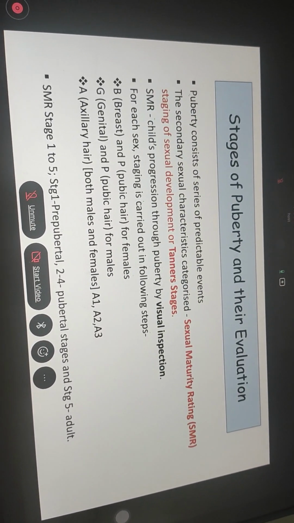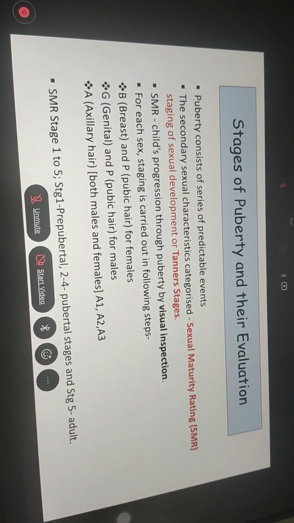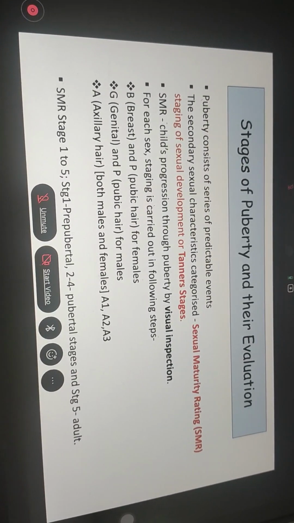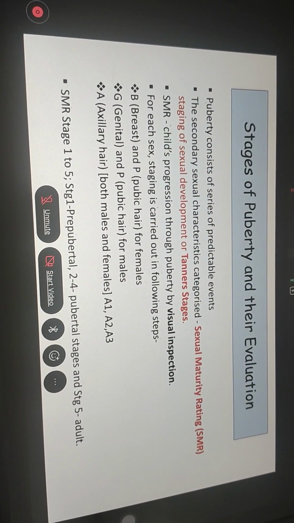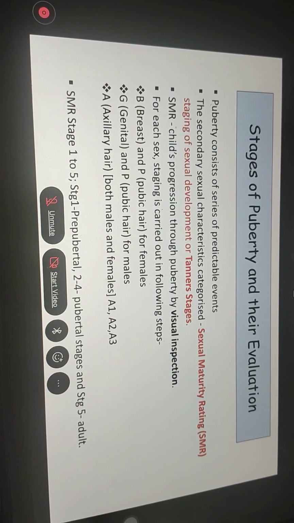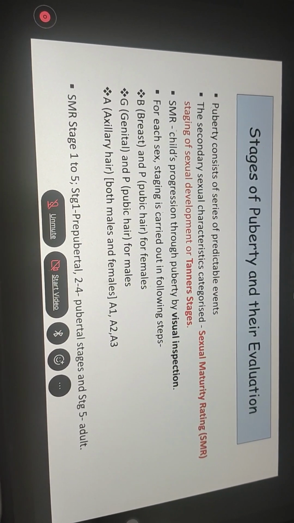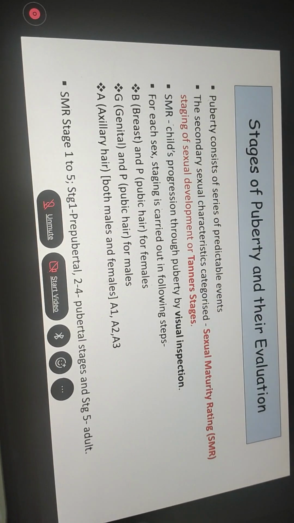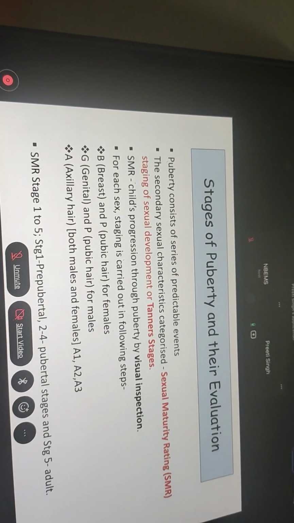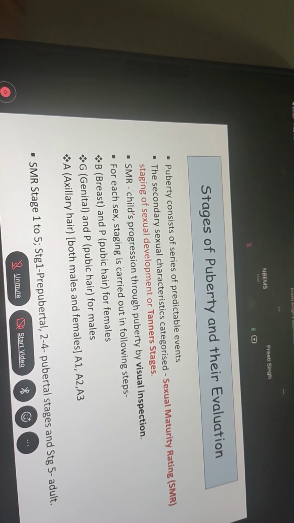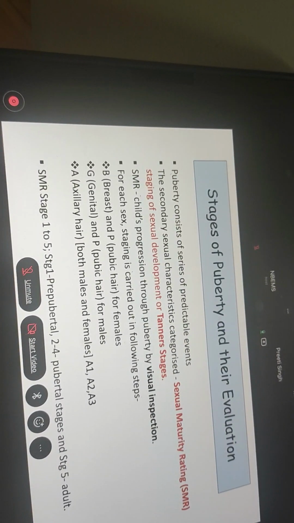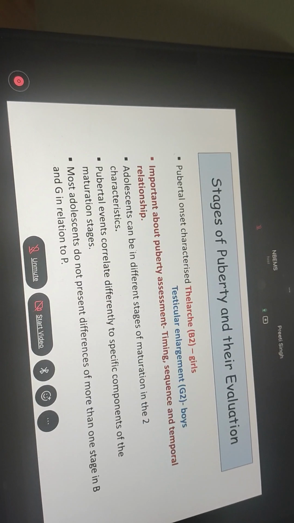We have the stage B for breast development, and P, that is pubic hair development, for females. Similarly, for boys we have the genital stage G, which categorizes the development of testes as well as the penile gland, and P, that is for pubic hair. And similarly, we have the axillary hair, denoted by the symbol A, for both males and females. And the SMR stages progress from stage 1 to stage 5, that is, stage 1 is prepubertal, while stage 5 is adult, and 2 to 4 are the other pubertal stages.